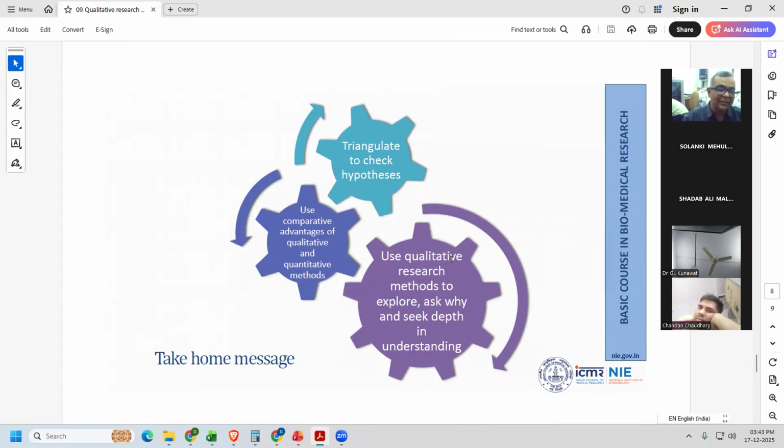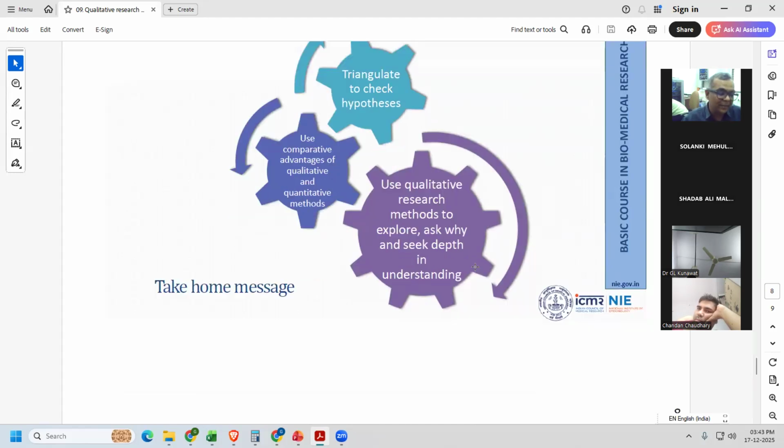And as I said, if you combine qualitative and quantitative, this is only in simple terms. It is not like simple 1 plus 1 equals 2. But when both methods are there, it is known as a mixed method approach.